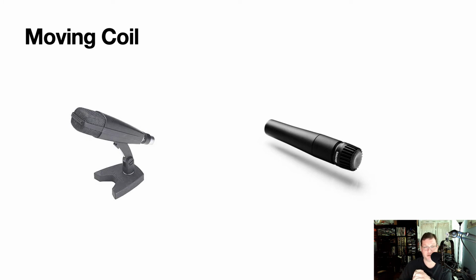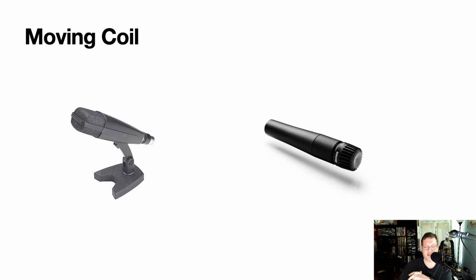Anyway, that's a Sennheiser. It's a moving coil microphone. The one on the right is a Shure SM57. You've probably seen lots of both of these. They're both pretty popular microphones. The SM57 might be the most popular microphone in the world, along with its sibling, the SM58.